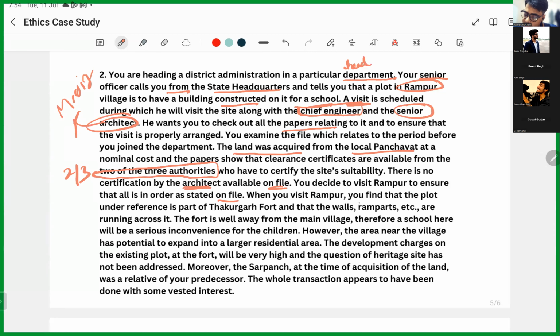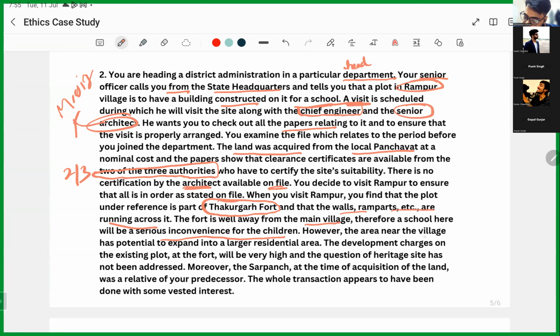When you visit Rampur, you find that the plot under the reference is part of Thakurgarh Fort, and the walls, ramparts, etc. are running across it. Now comes the confrontation. That's why architect certification is missing. The fort is well away from the main village. Therefore, a school here will be a serious inconvenience for the children. A school should be near the hamlets or the residential area.